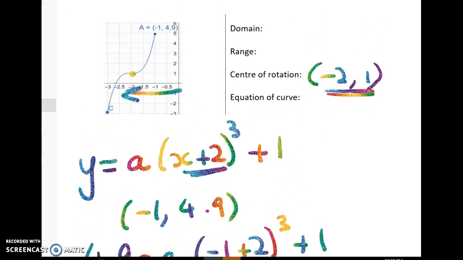So let's take another look at this one. How did I do it so easily? Well, I found a center of rotation here, and I could see that it had this horizontal shift, right?